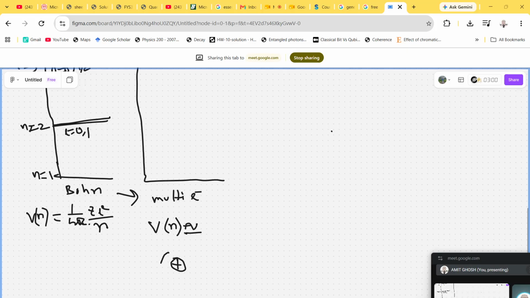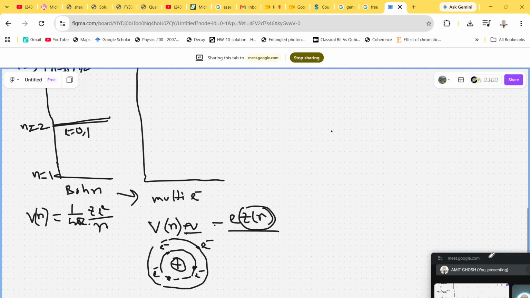This is your nucleus. So this is your outermost electron. But here also you have many electrons. So the potential energy now will look like there will be some effective charge. This is called effective charge, and 4 pi epsilon 0 r. So the main thing is it will not be proportional to 1 by r.